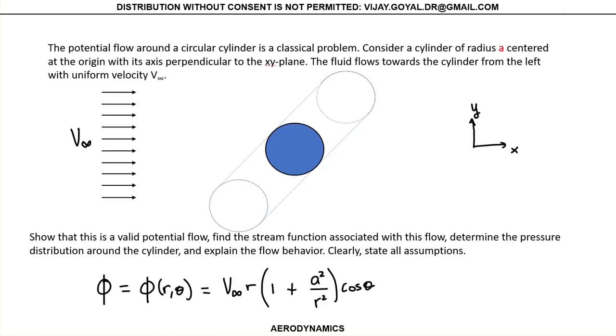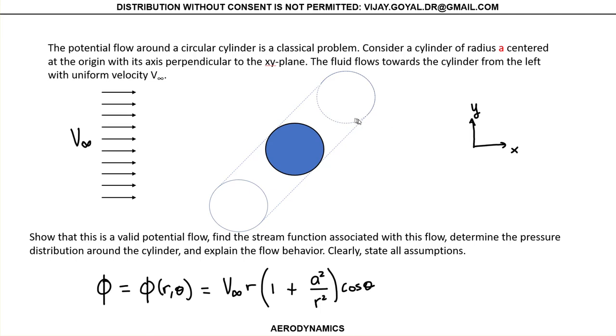This is example number 3 on 2D potential flow. This is a very classic problem, and we actually worked on it in one of the previous homeworks. You have a uniform flow at velocity V infinity, and a cylinder of radius a, centered at the origin and perpendicular to the x and y axes.